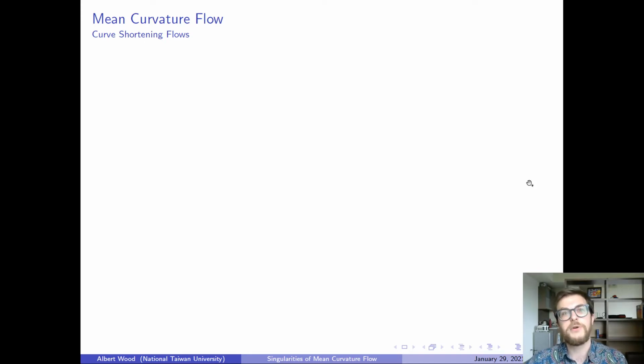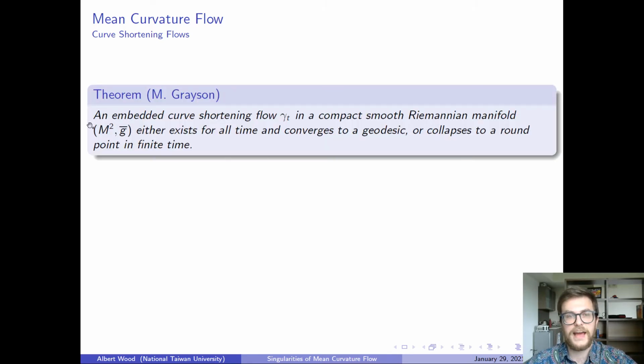So the second simplest case, after just a sphere, is if we pick the dimension of our submanifold to be 1. So we are dealing with an immersed circle. And in this case, the situation is almost completely solved. We have this theorem of Grayson that says that if we have a mean curvature flow of a one-dimensional submanifold in a two-dimensional Riemannian manifold, also known as a curve shortening flow, then there are two behaviors: either the flow exists for all time and converges to a geodesic, or it collapses to a round point in finite time, exactly like the sphere does.